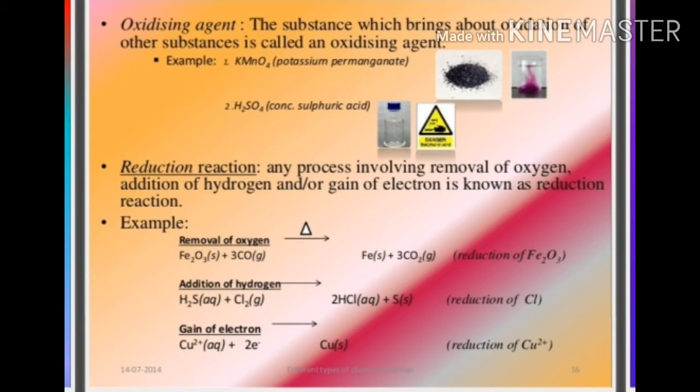In the second example, hydrogen sulfide H2S reacts with chlorine gas. Now here HCl is formed and solid sulfur is formed. So reduction of chlorine takes place. Chlorine undergoes reduction. In the third example, cupric ion, when it gets 2 electrons, then it changes into solid copper. So reduction of the copper ion takes place.